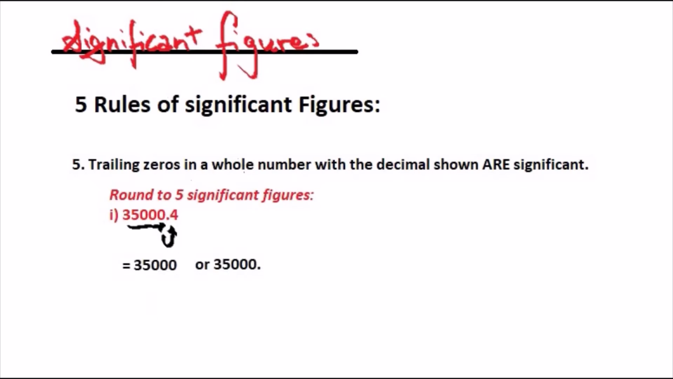But let me ask you, which of these is the correct answer? Is it this A or this B? But remember, trailing zeros in a whole number will only be significant if there's a decimal point at the end. So therefore, this will be wrong because we don't have a decimal point at the end. These are trailing zeros at the end of a whole number. So this is incorrect. This will be the correct answer. We have 5 significant figures.